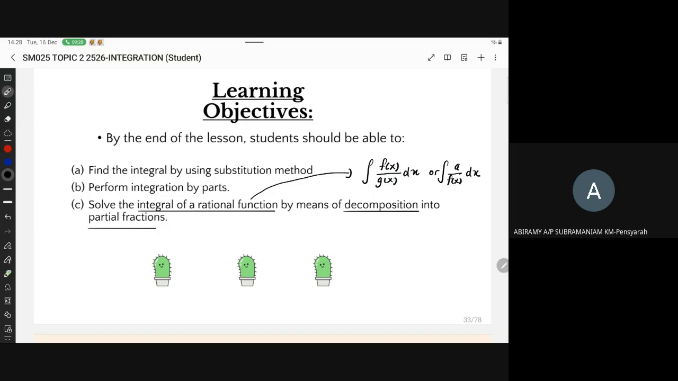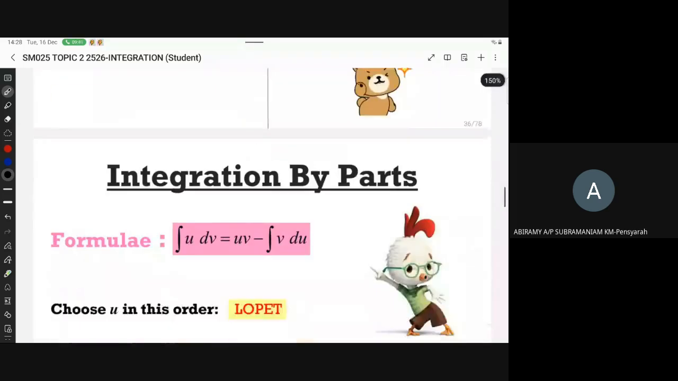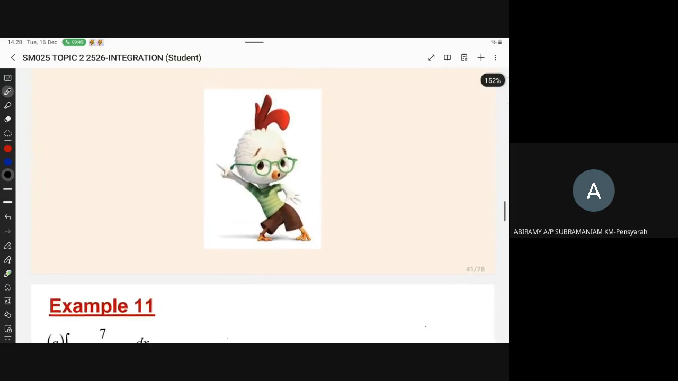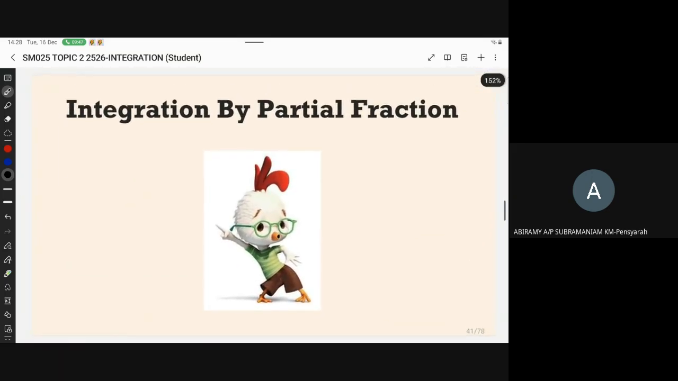By means of decomposition into partial fractions, partial fractions are only used when we have polynomials. We can't do partial fractions for other functions. We can only do partial fractions when it involves polynomials. Okay, now let's look at example 11. Example 11 is integration by partial fraction.